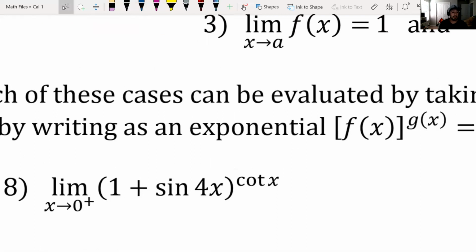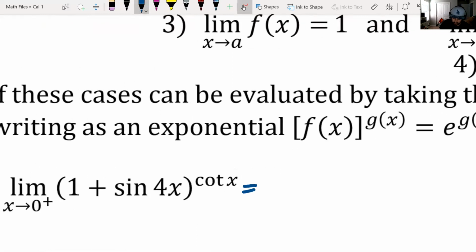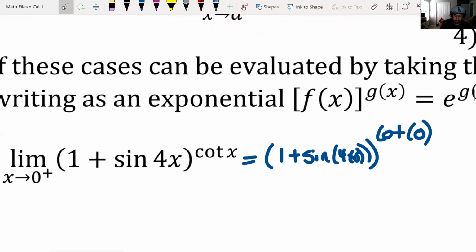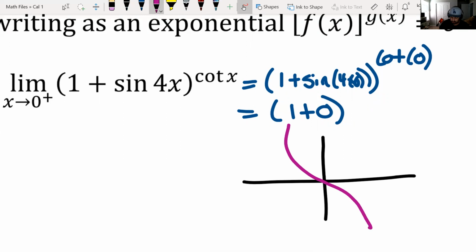All right. 8, the limit as x approaches 0 from the right of 1 plus the sine of 4x raised to the cotangent of x. If we plug in 0, you get 1 plus the sine of 4 times 0, raised to the cotangent of 0. Well, this ends up becoming 1 plus 0, and cotangent at 0. Now you got to remember your cotangent function. Cotangent function looks like this. There's 0. Cotangent looks like that. So this means that all of this is going to be raised to the 0th.